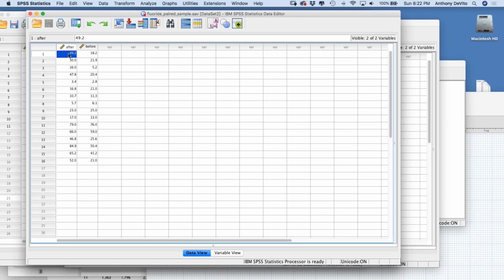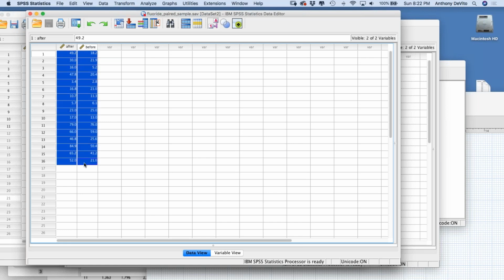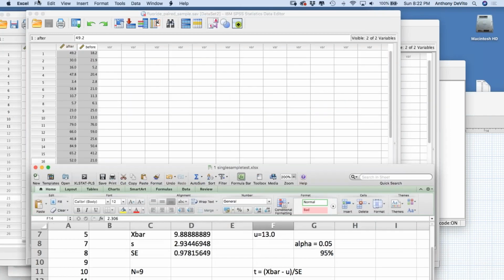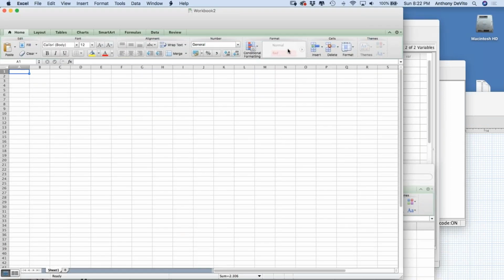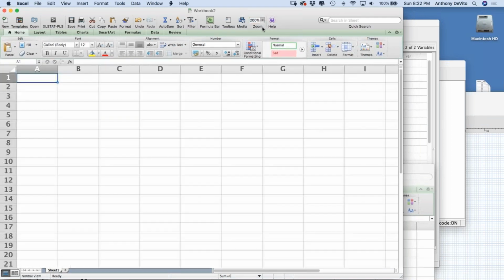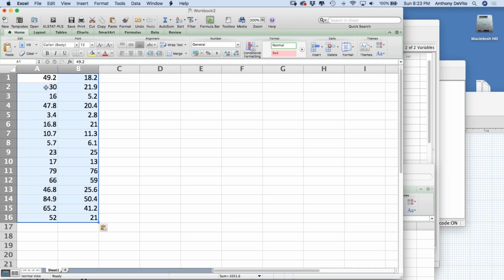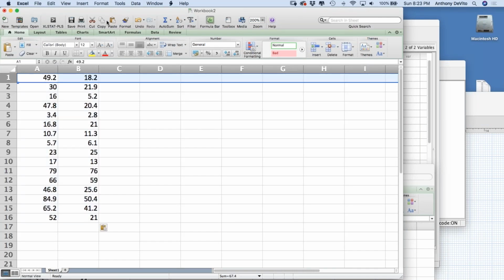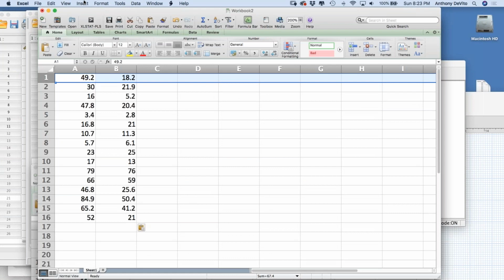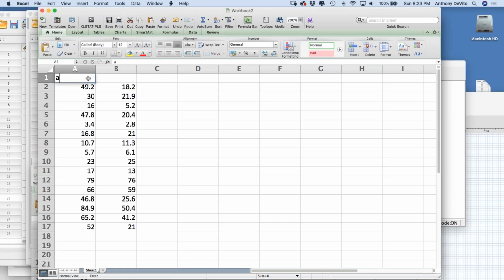So I'm going to take this and put it into Excel. I'll get a new workbook and blow it up so we can see it. Okay. I'm going to paste this in here. What were the variables called there? After and before. Okay, I'm going to insert a row. So this is after, and this is before.